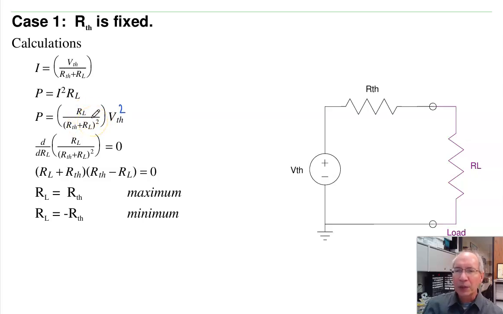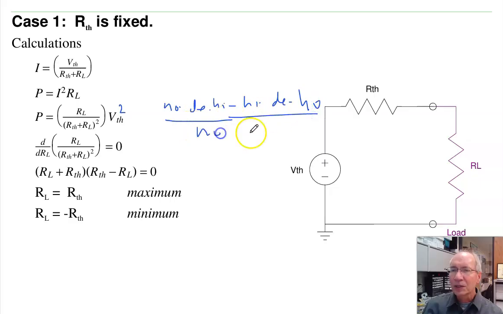I want to maximize the power, so take the derivative with respect to RL. So when I do that, I'll have the quotient rule: low d high minus high d low over low low. And one way to do it is low d high minus high d low over low low. So the bottom times the derivative of the top, which is RL plus R Thevenin squared.